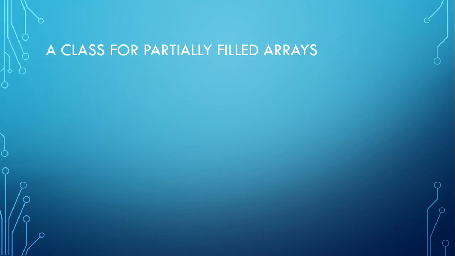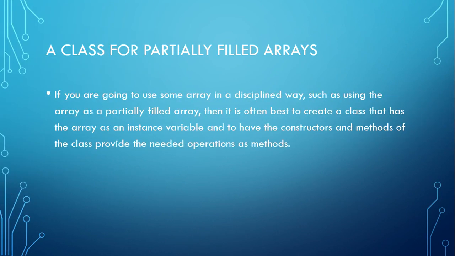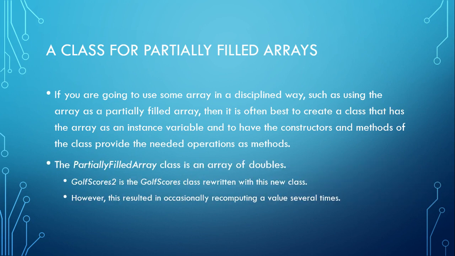Now, let's talk about a class for partially filled arrays. If you're going to use an array in some disciplined way, such as using the array as a partially filled array, then it's often best to create a class that has the array as an instance variable and have the constructors and methods of the class provide the needed operations as methods. The PartiallyFilledArray class is an array of doubles. GolfScores2 is the GolfScores class rewritten now with this new class. However, this does result in occasionally recomputing a value several times.